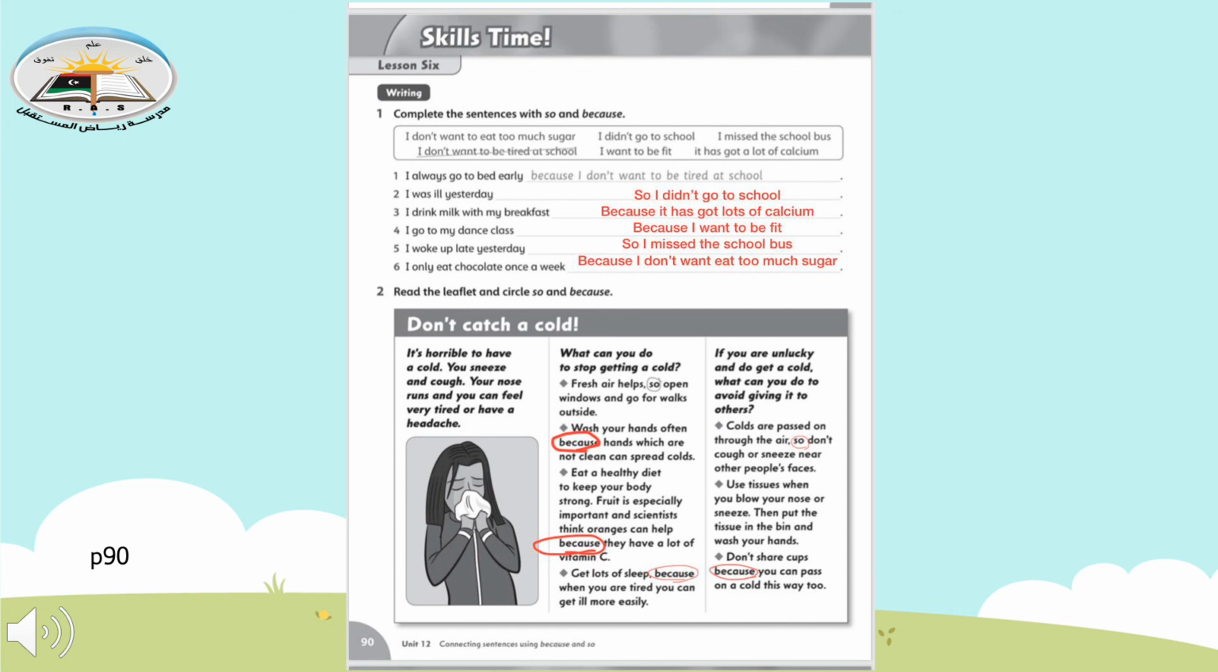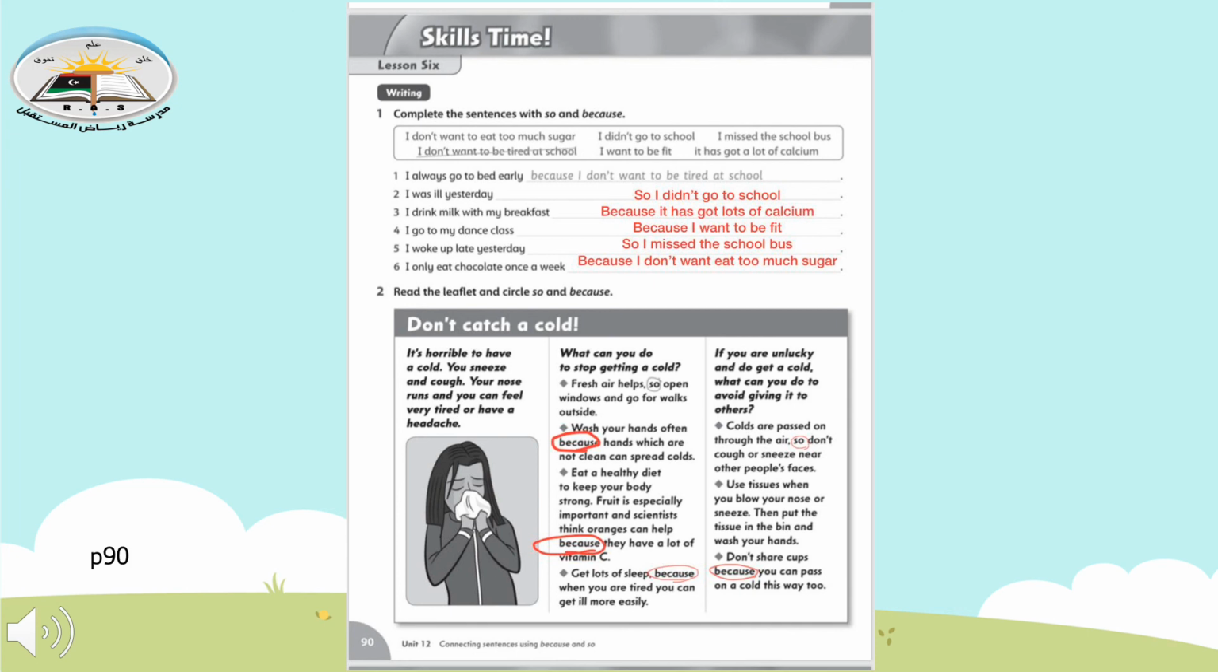Number 3, I drink milk with my breakfast. The answer is because it has a lot of calcium. Number 4, I go to my dance class. The answer is because I want to be fit. Number 5, I woke up late yesterday. The answer, so I missed the school bus. So, as I said, is used for results. Number 6, I only eat chocolate once a week. The answer, because I don't want to eat too much sugar.